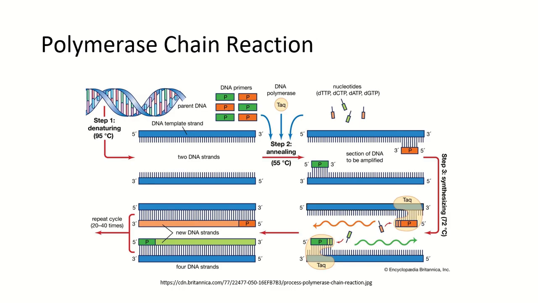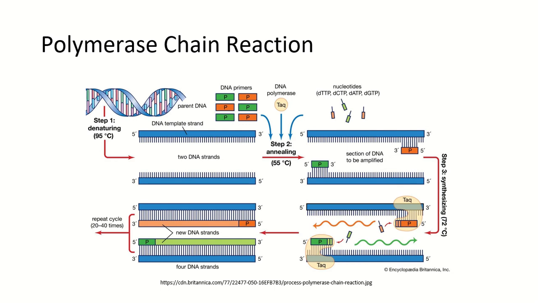Now, polymerase chain reaction is used to make multiple copies from a single DNA strand. So first, step 1 is denaturing. It is done at 95 degrees Celsius. In this step, the DNA strands are separated. The double helical structure is separated to form single DNA strands.